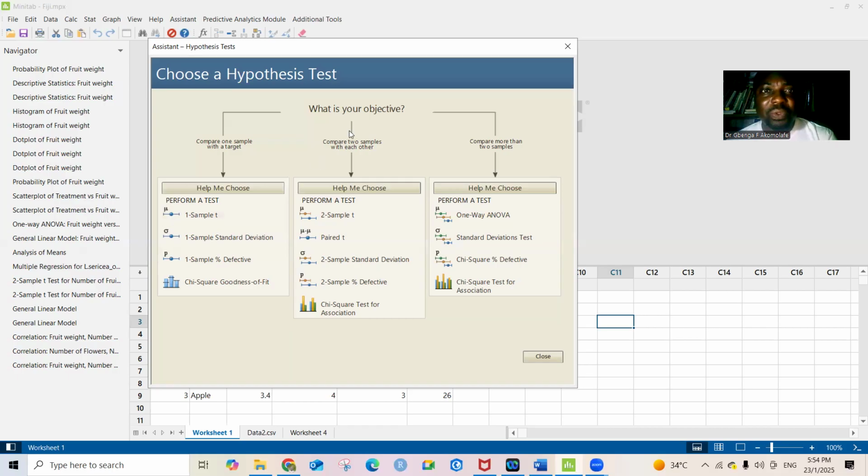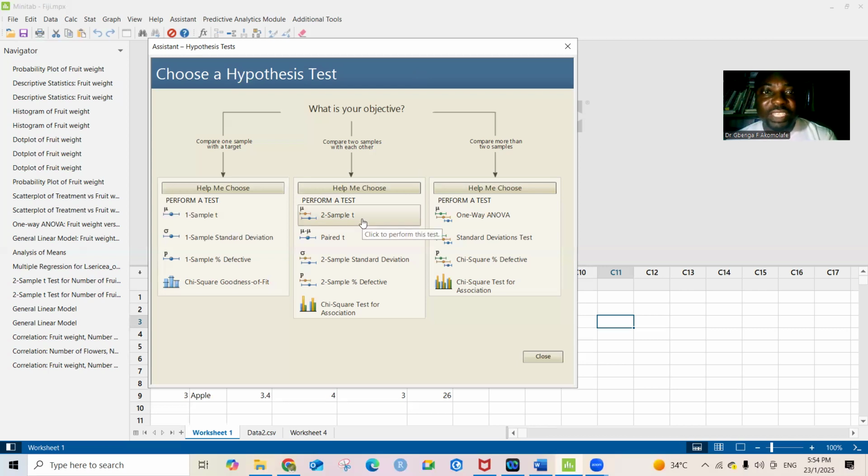Now, let's go to the second objective. If you are comparing two samples with each other, there are also different types of analysis that you can do.